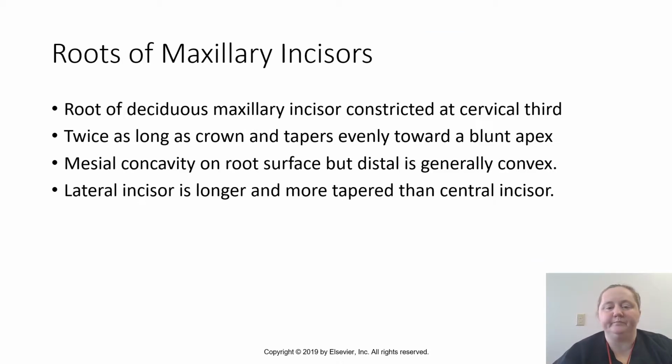All right. Now the roots of the maxillary incisors. The roots of deciduous maxillary incisors are really constricted at that cervical third. It's kind of like a rubber band around there. They are twice as long as the crown, and they taper evenly towards the blunt apex. There is a mesial concavity on the root surface, but the distal is generally nice and convex, so nice and easy to clean. The lateral incisor root is longer and more tapered than the central incisor. That's the roots, okay?